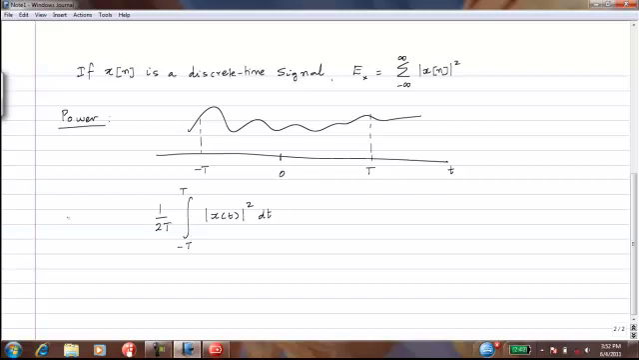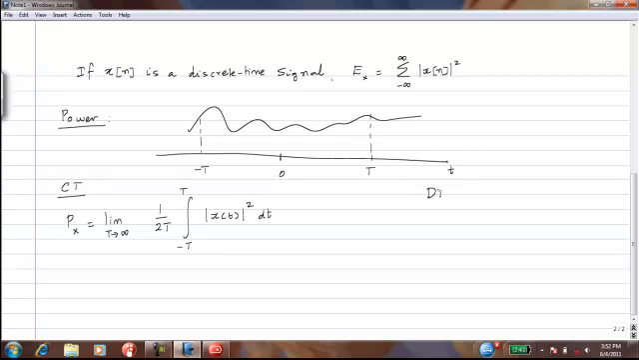So we define the power of the signal, P sub x, as the limit of this quantity as T tends to infinity. Basically, we're looking at a very large window in time from minus T to plus T, and computing the average energy within this window. This is the continuous time case.